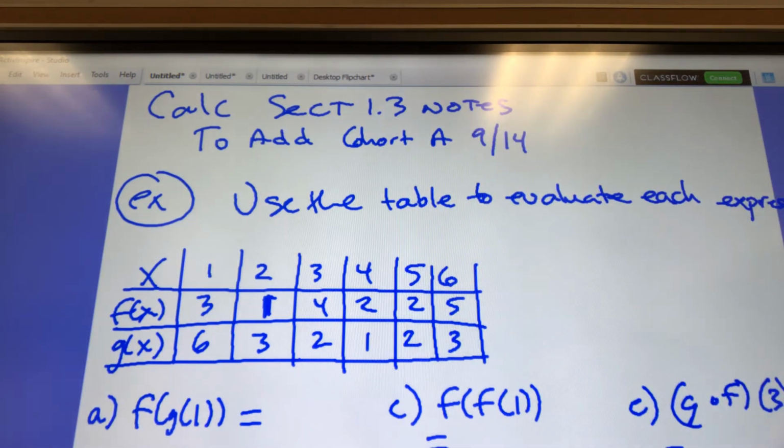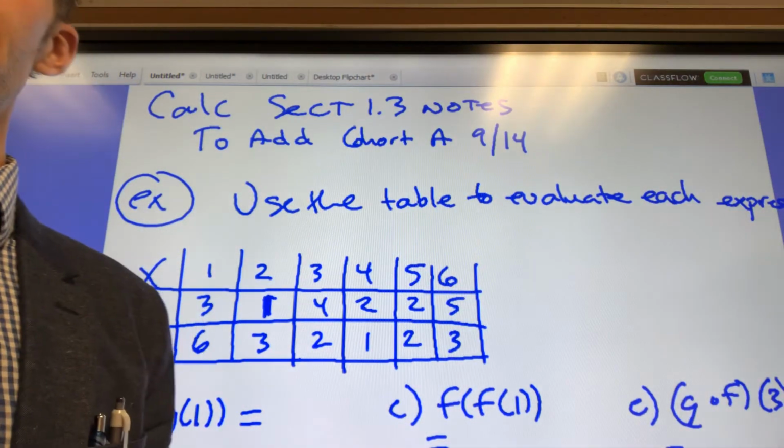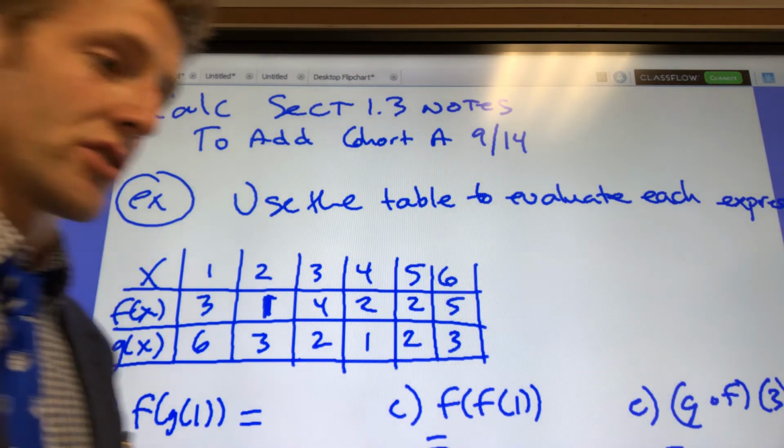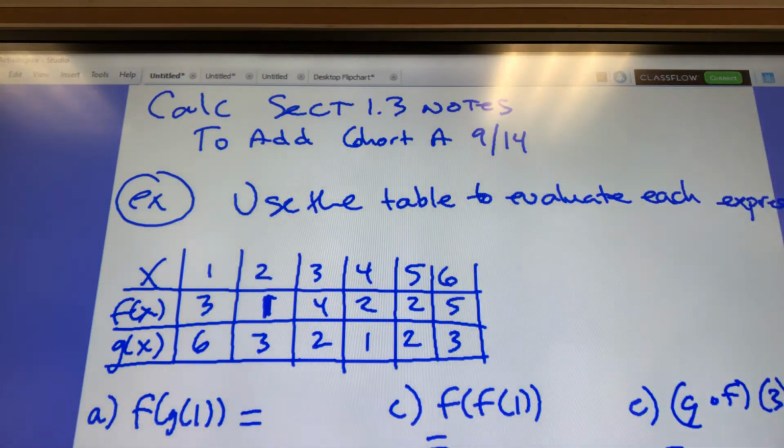Basically I just had two examples that I needed to finish with you, so make sure that you get these down. The first one is: use the table to evaluate each expression.